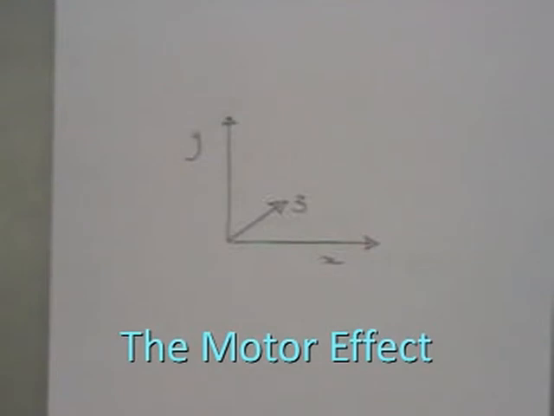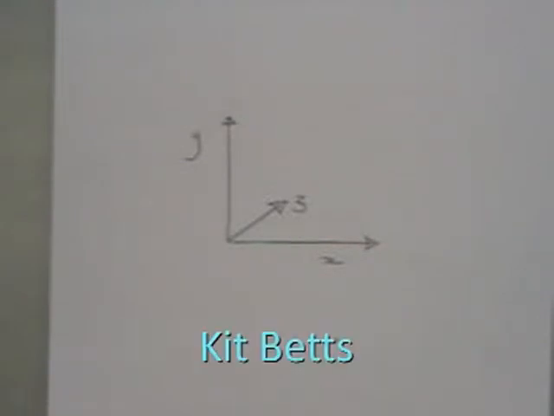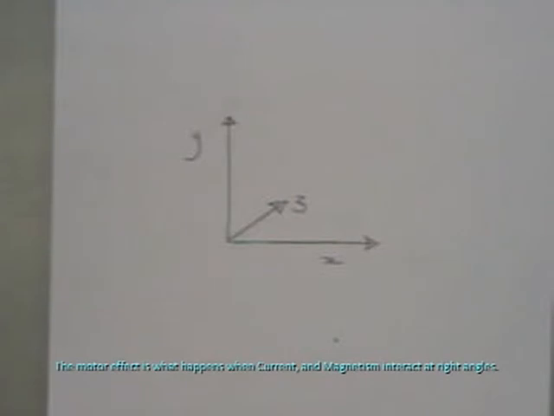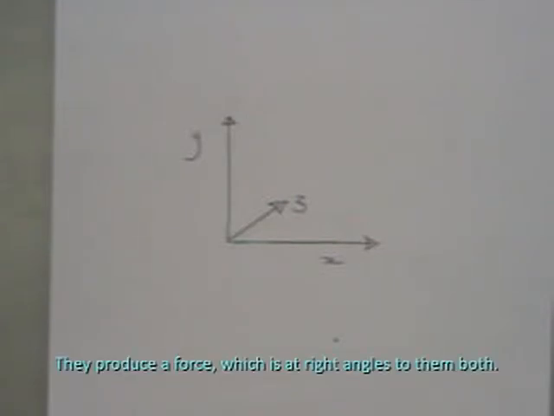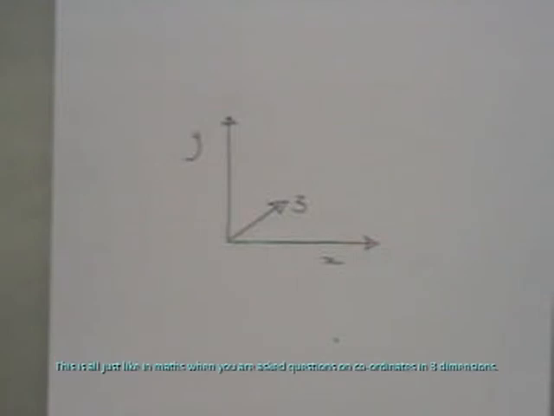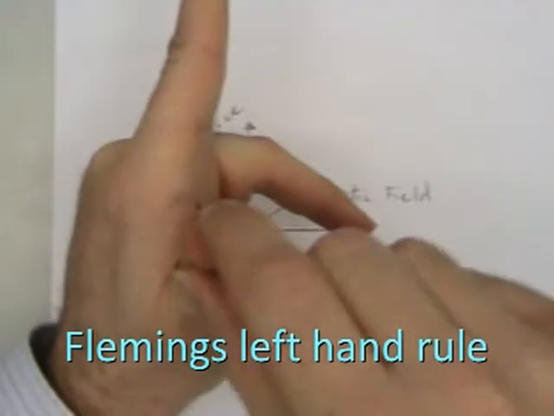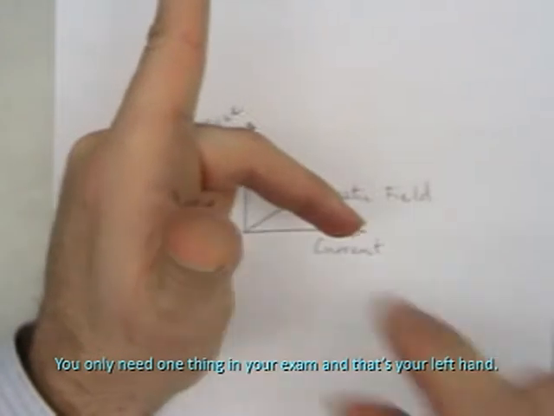The motor effect. The motor effect is what happens when current and magnetism interact at right angles. They produce a force. This force is at right angles to them both. So this is just like in maths when you get coordinates in all three dimensions. You'll hear a lot of teachers say the thumb is a force.